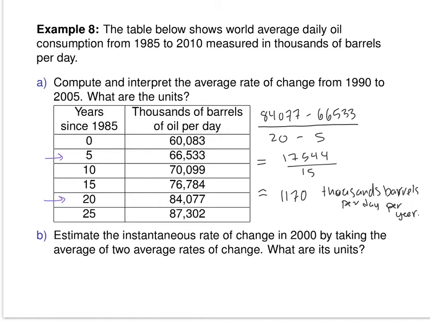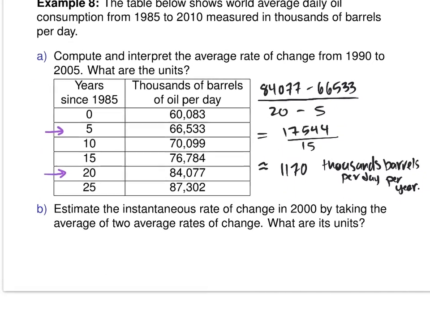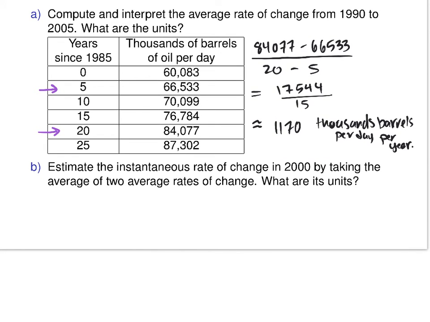Okay. Estimate the instantaneous rate of change in 2000 by taking the average of two rates of change, and they leave it to you to pick them, but pick the two best ones. So 2000, first of all, is which part of the table? 15. This is 2000. So if you were going to get the best estimate for the slope at that point, I would use the two closest points, by which I mean 10 and 15 and 15 and 20. Does that make sense? Okay.